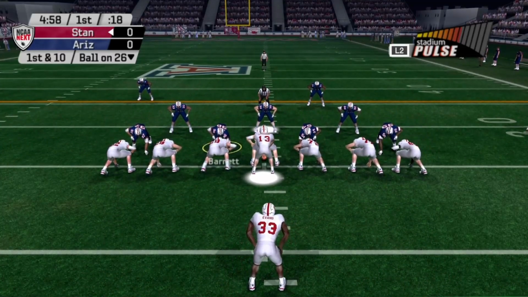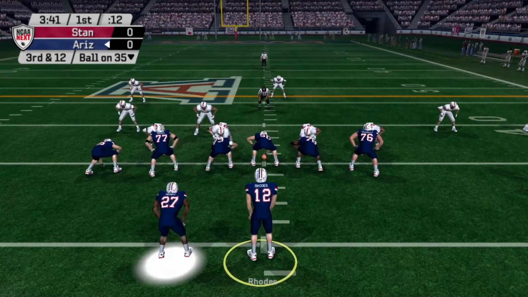Zone coverage is very simple to understand. All it is is when certain defenders are defending certain zones or areas of the field. We could pretend that this defense is in zone. This cornerback may be sitting right here. This linebacker may be sitting in this area. This linebacker may come over here.